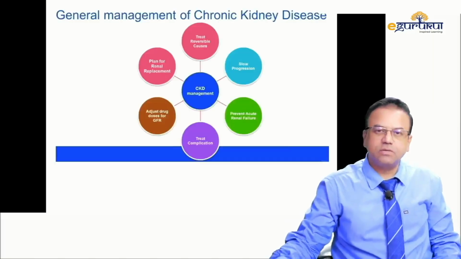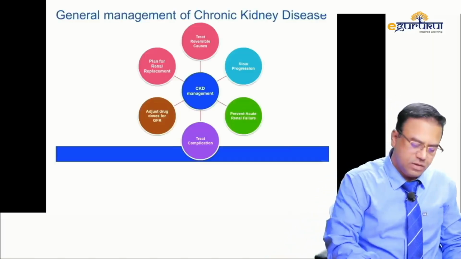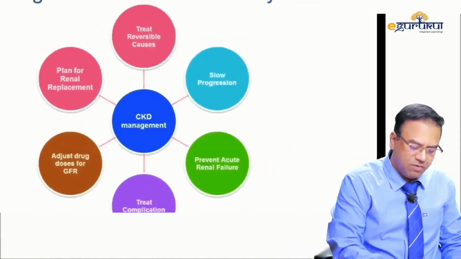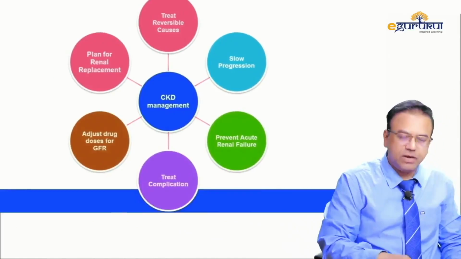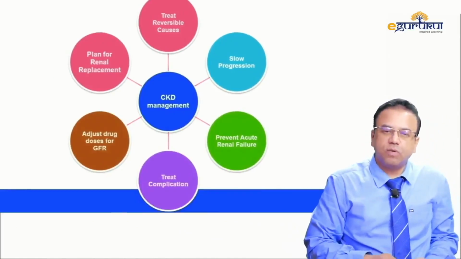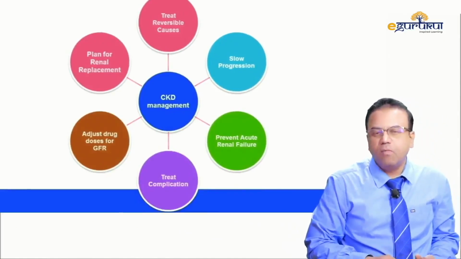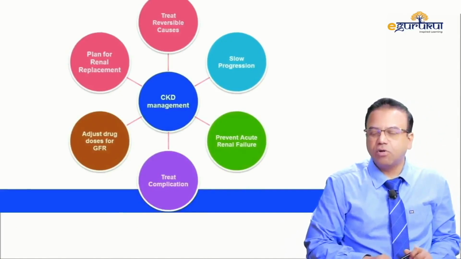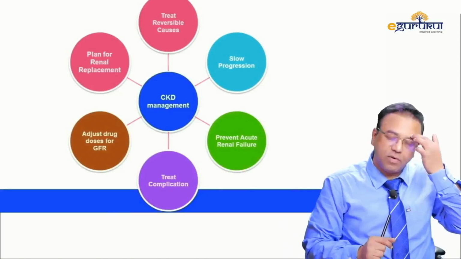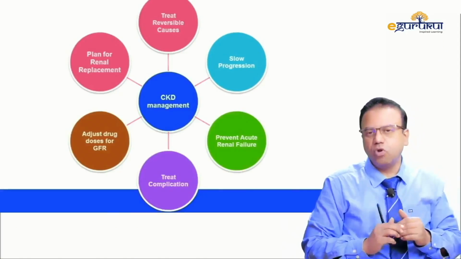Okay, I'll go into each of them individually, but just to give you an overview picture first. In a patient with CKD, what are we trying to do in management? We're trying to treat reversible causes wherever possible. Slowing the progression of CKD is the main thing. One thing is, once CKD starts, it's obviously not going to recover. It is going to progress. The only thing we are trying to do is slow the progression.